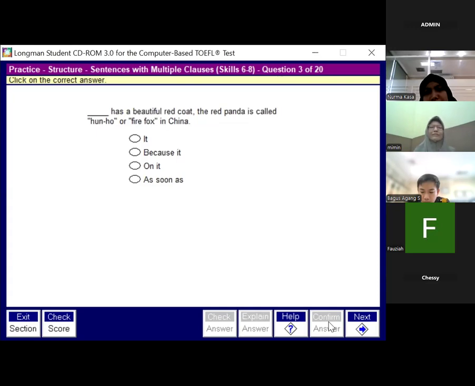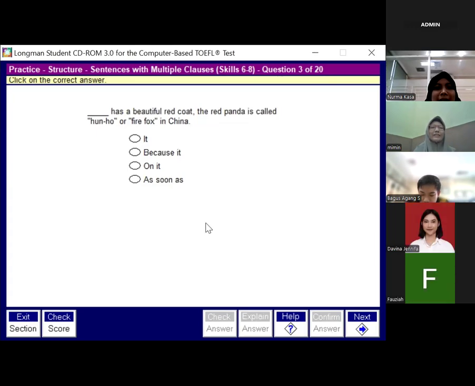Mas Rizky, I mean. Okay, Rizky. All right, Kak Rizky, please. Oh, sorry, Mas Rizky is not connected. Oh, I see. Then Mbak Davina. All right, Kak Davina. Okay, I'm going to read the sentence first. Yes, please.